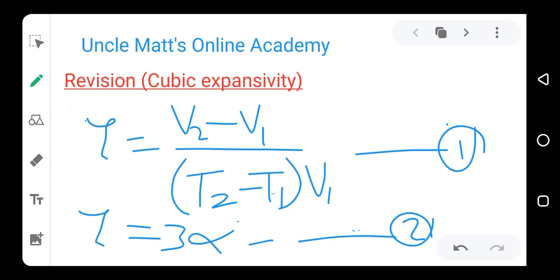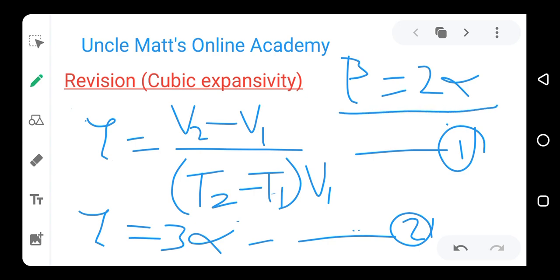Of course, you know that there is no direct relationship between the cubic expansivity and the area expansivity, but we've given that beta, which is area expansivity, is equal to 2 times linear expansivity. So if you are given area expansivity instead of linear expansivity and you are asked to calculate the cubic expansivity, you establish a relationship between area expansivity and linear expansivity, which is this.